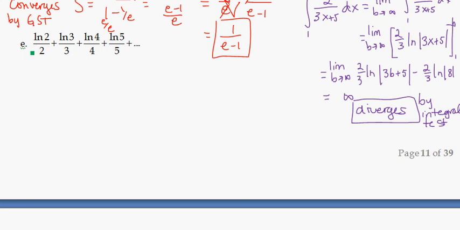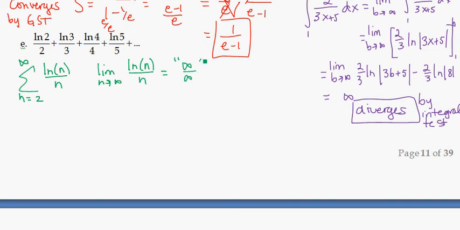Okay, looking at this last example, they're sort of requiring us to write this in sigma notation. So you have to note that if you start at 2 and go to infinity, the pattern would be natural log of n over n. Okay, so in this example, first of all, we could think about trying to apply the divergence test, because at first glance it's not clear what's going to happen. We're getting something of the form infinity over infinity.